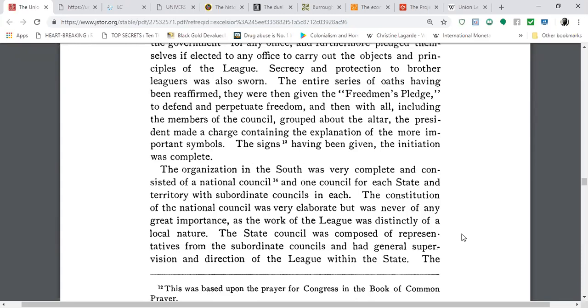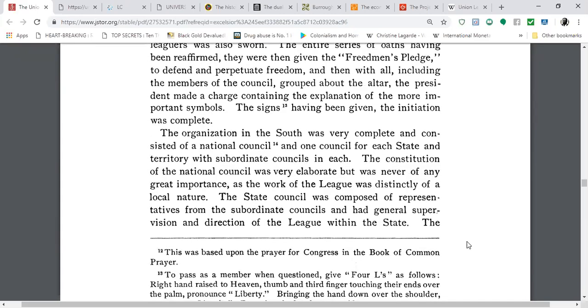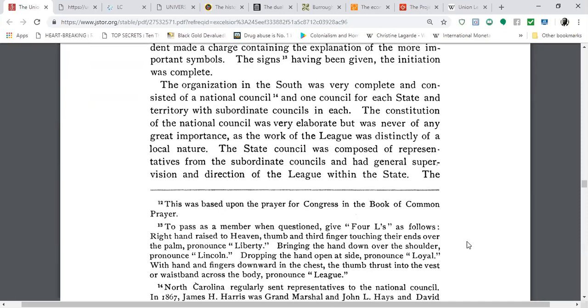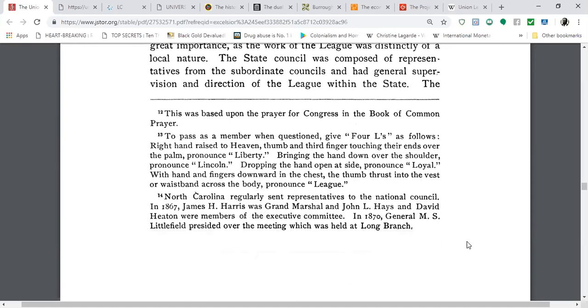The organization in the South was very complete and consisted of a national council, one council for each state, and a territory for subordinate councils each. The constitution of the National Council was very elaborate, but was never of any great importance, as the League worked distinctly in a local nature. State councils composed of representatives of subordinate councils had a general supervision and direction of the League within the state.